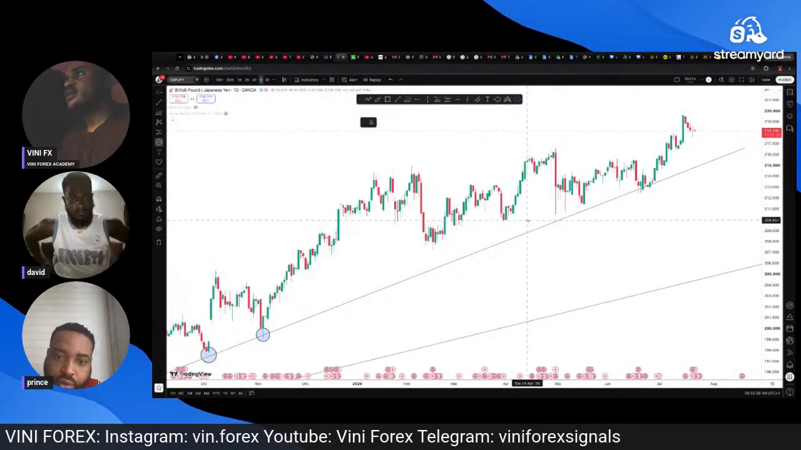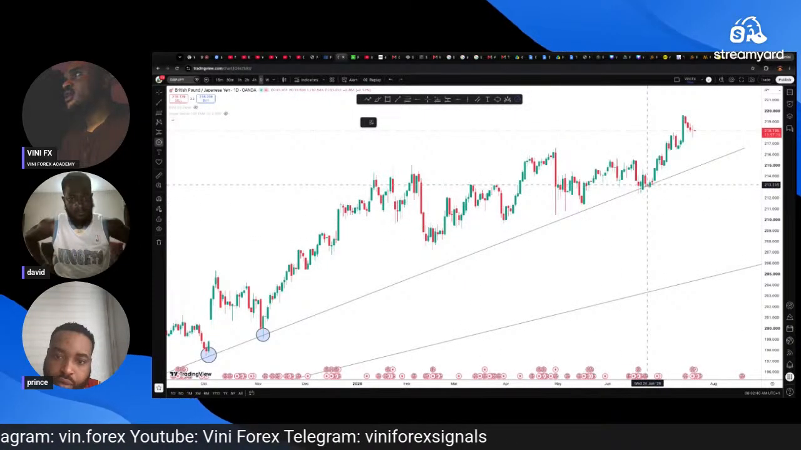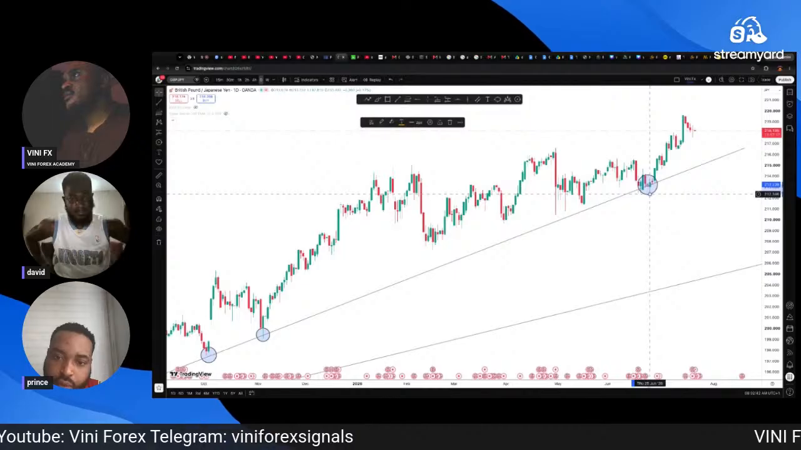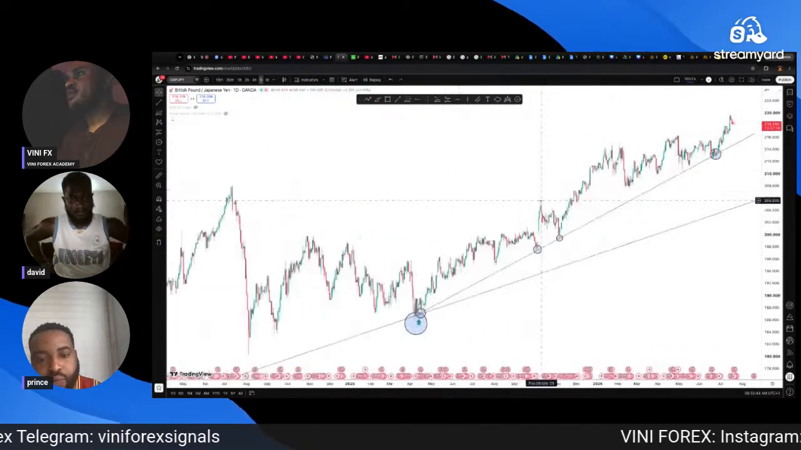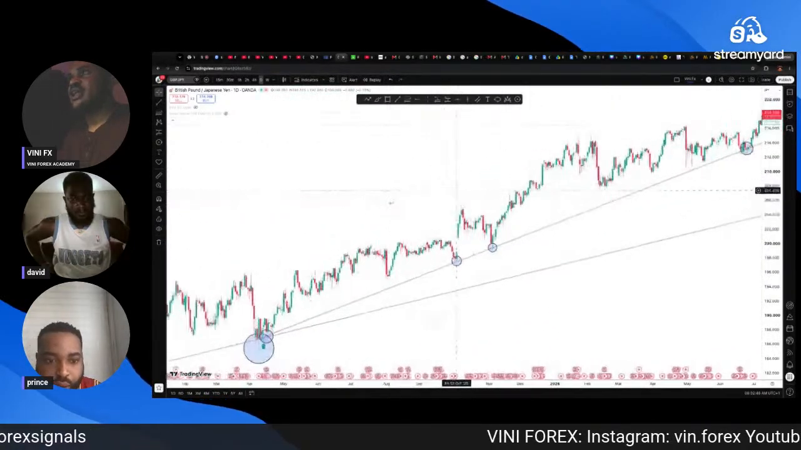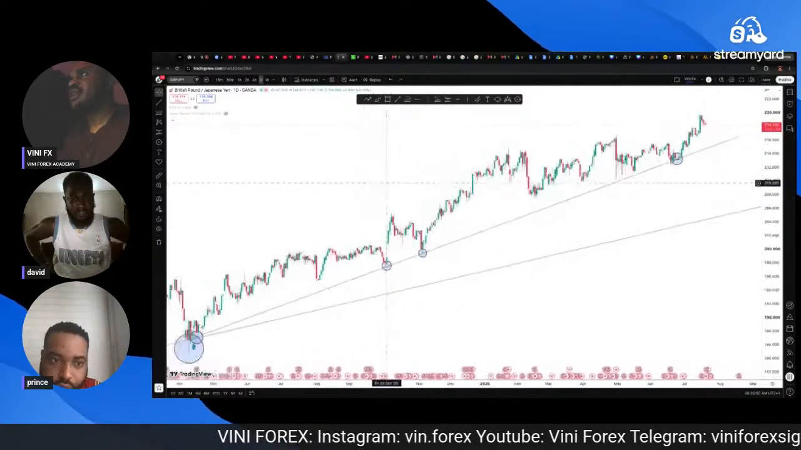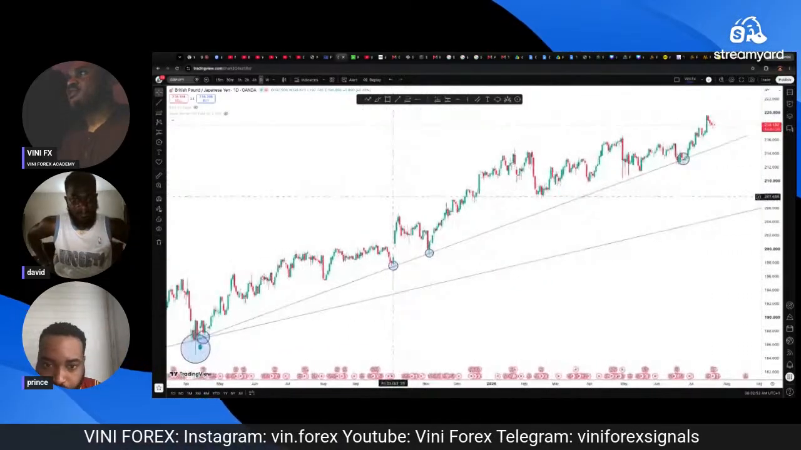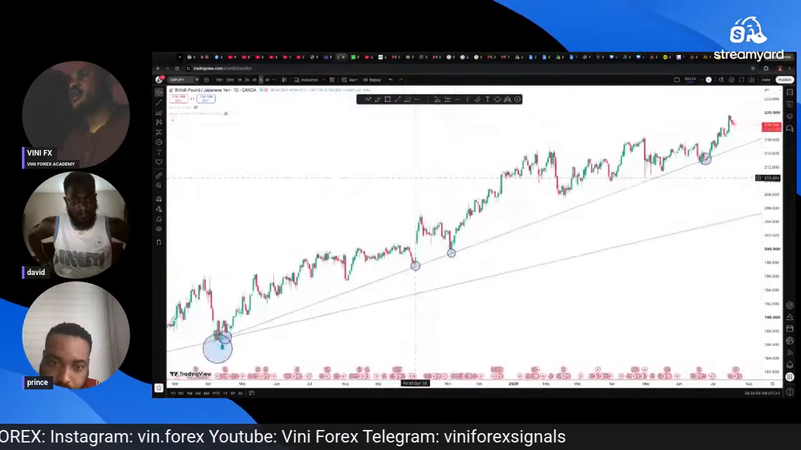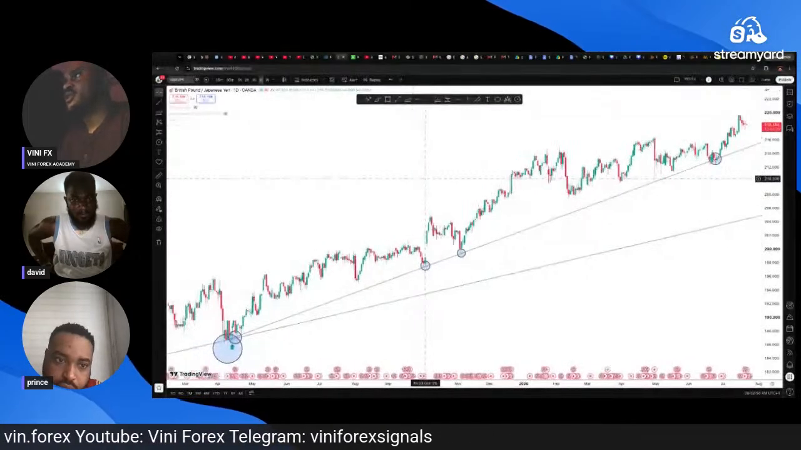Okay, you can see that, and then it touched this point. So how many touches do we have on this trend line on the daily time frame? We have four touches, which means this trend line is super strong. It is stronger than even the one from the weekly that was only two touches.